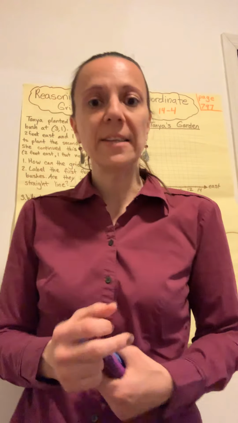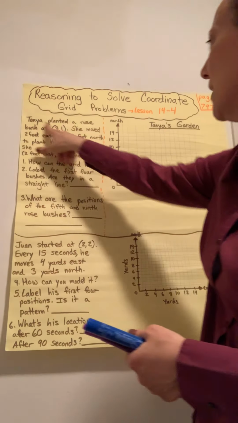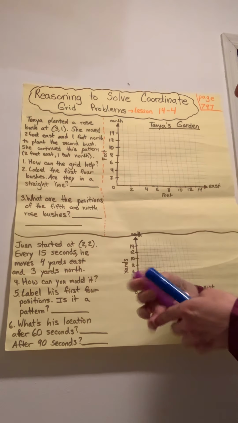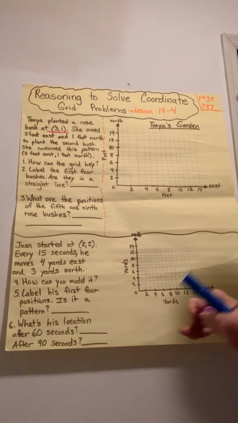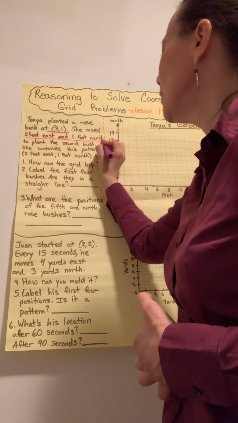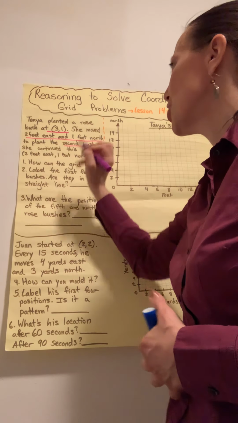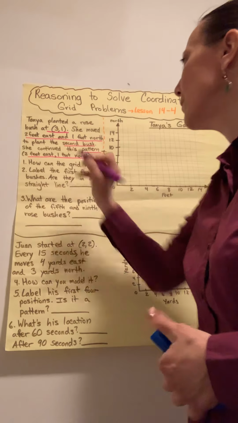So on page 797, we're going to go over this first problem, the guided practice. Tanya planted a rose bush at 3-1. So I see right away they're using coordinate grid here. She moved 2 feet east and 1 foot north to plant the second bush. And she continued this pattern, 2 feet east and 1 foot north.